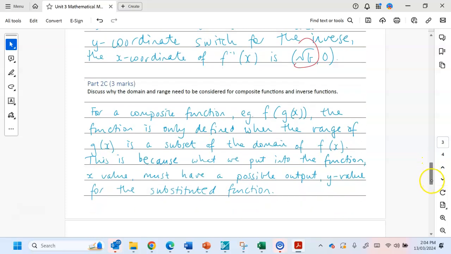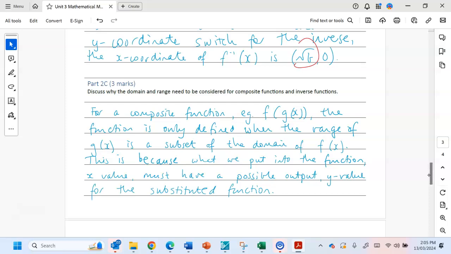All right, part 2C, discuss why the domain and range need to be considered for composite functions and inverse functions. So composite functions and inverse functions will definitely be on your exam. And I just think a strong understanding of composite functions and inverse functions is vital, having to understand so many other aspects of functions. So I might just read what I've written because I might be repeating myself because I haven't read it since last year.